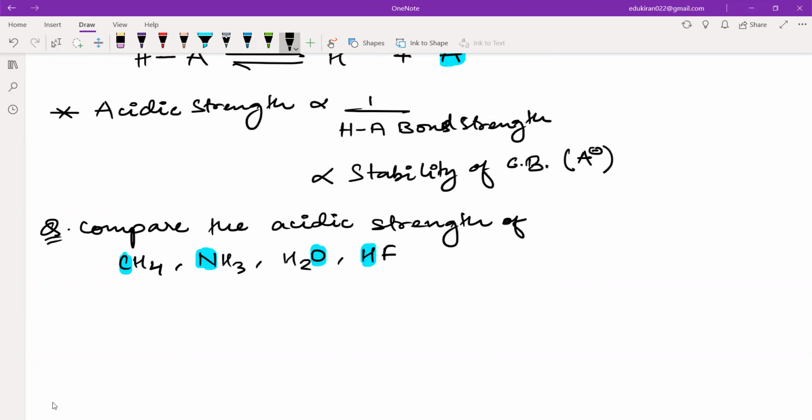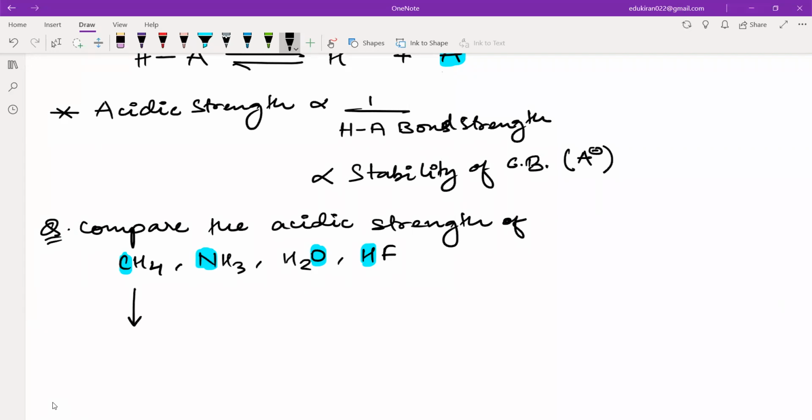Now, you can also see that these are all in the same period, that is the second period. Now, in the second period, all of the bond strengths will be somewhat similar. But then we have to look at the stability of the conjugate base.